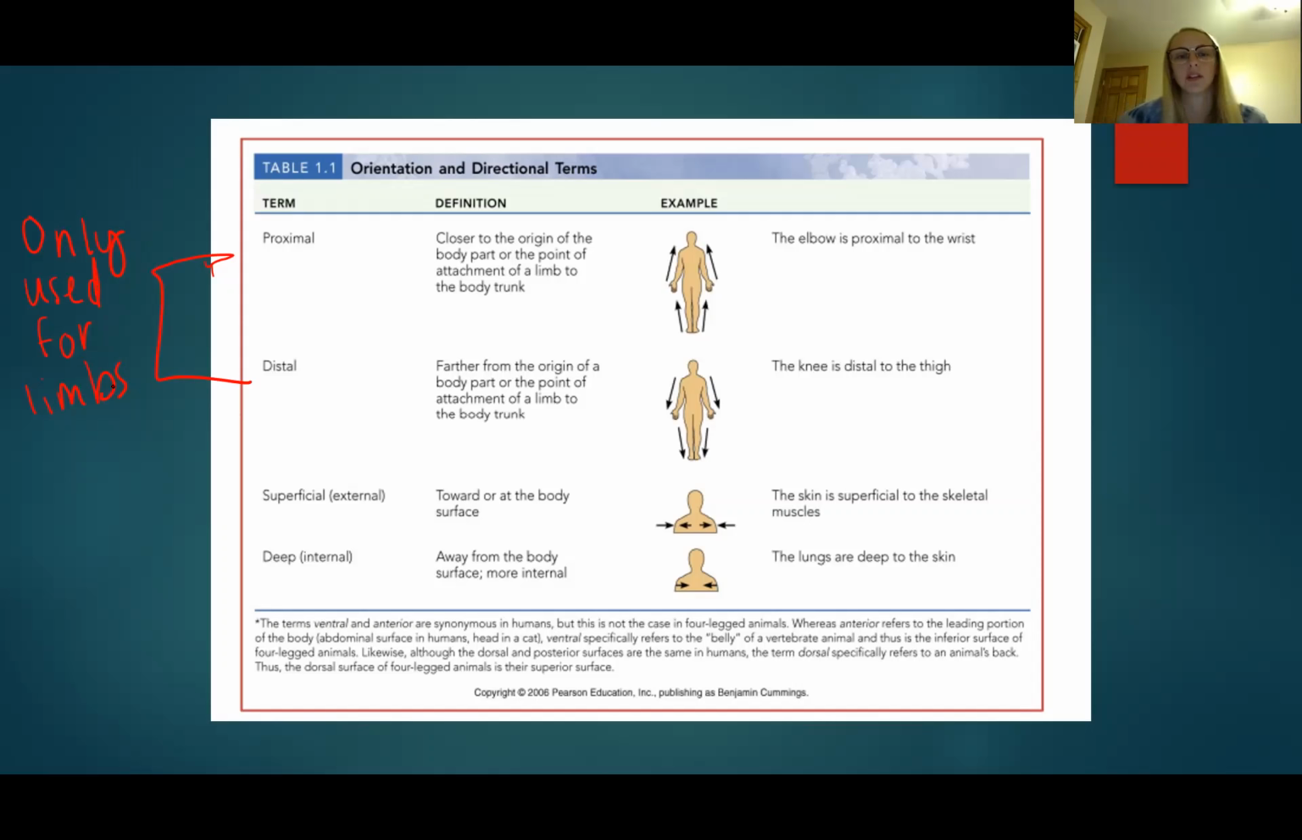It's proximal. Distal refers to farther from the origin of a body part or the point of attachment of a limb to a trunk. So the knee is distal to the thigh. Why? Because the knee is further away from where your leg attaches to the trunk or the main chunk of your body. Your knee is farther away from your thigh. Your thigh is very close to your hip where your leg attaches to your body, to your trunk. So again, proximal and distal are only used for limbs.